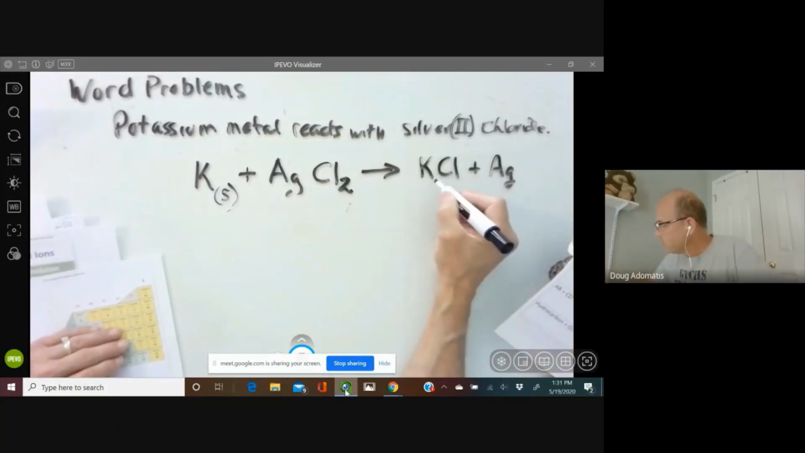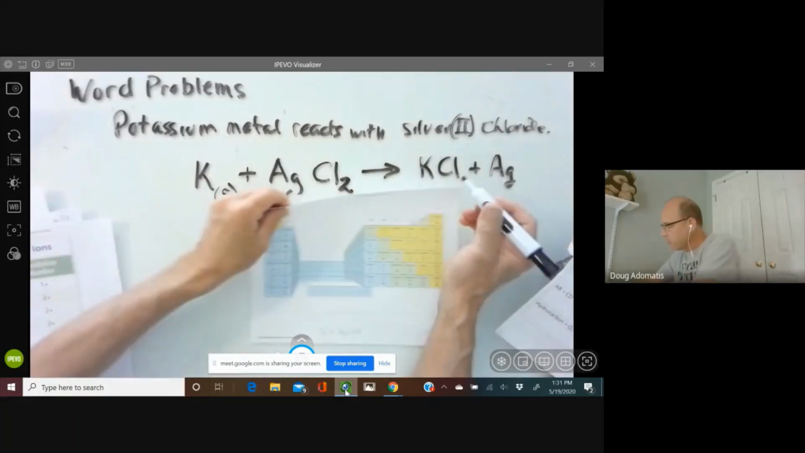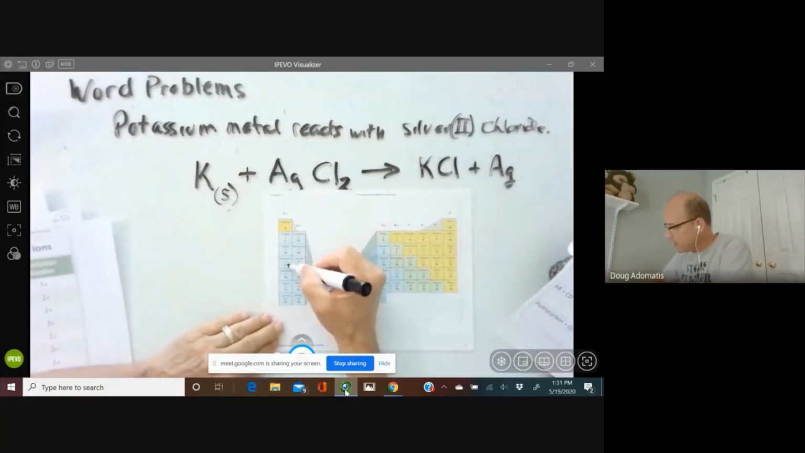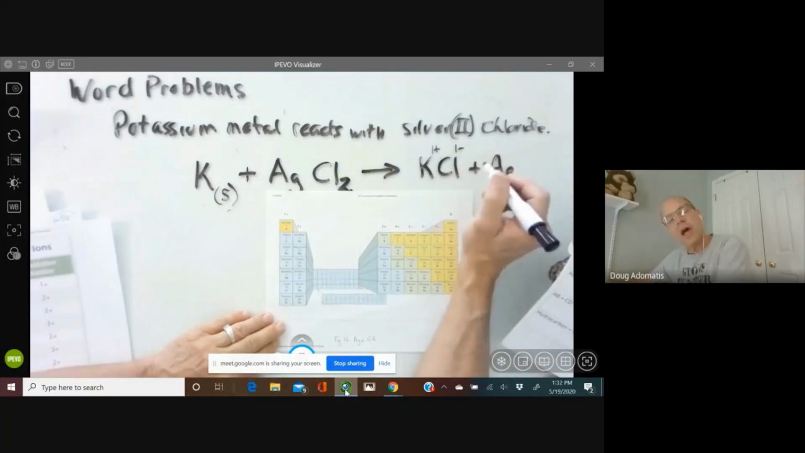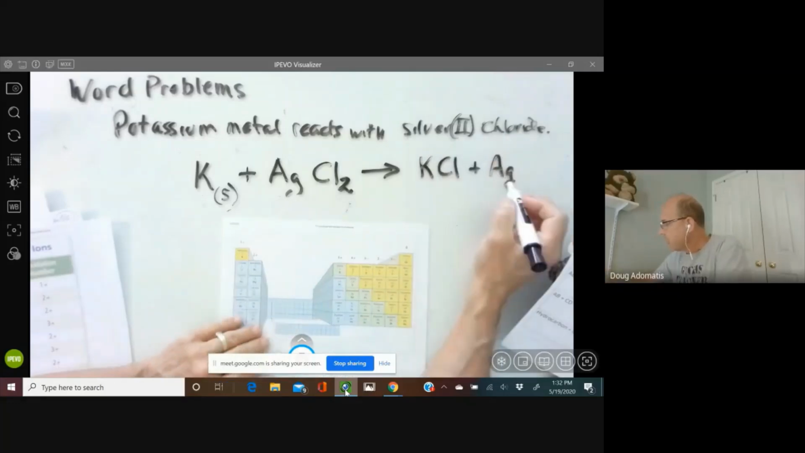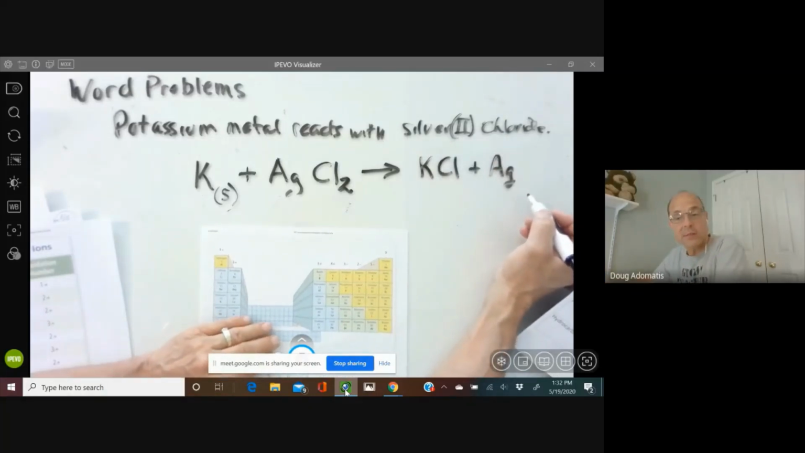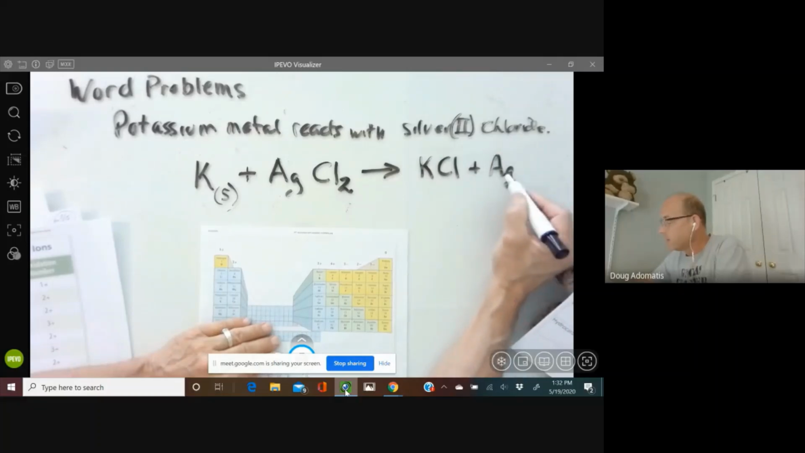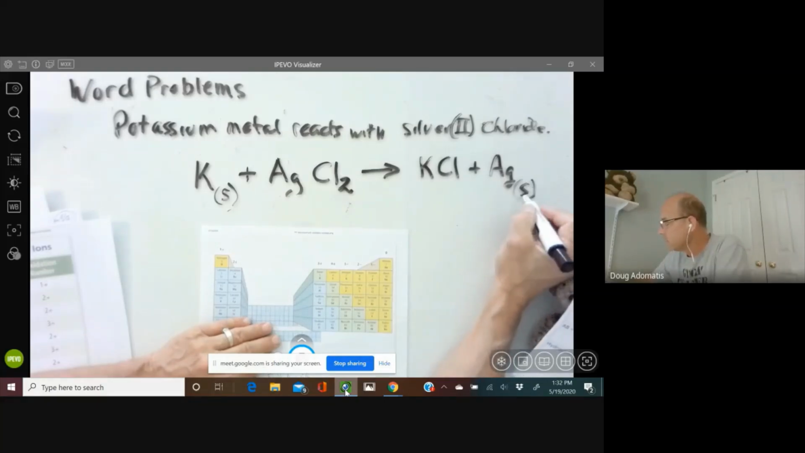We need to make sure that we form potassium chloride correctly. So potassium is a 1 plus and chlorine is a 1 minus. Match made in heaven. We don't have to write any subscripts there. And in elemental silver, we don't need to write any subscripts there either. If we see silver all by itself, it's not diatomic, so we don't need any subscripts, but it will be represented in the solid form there.